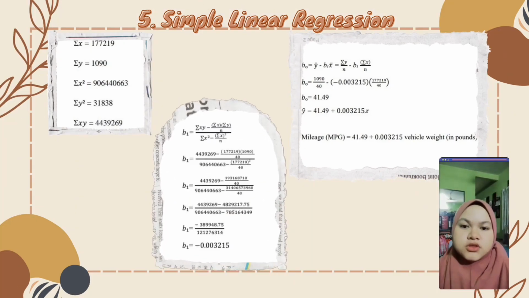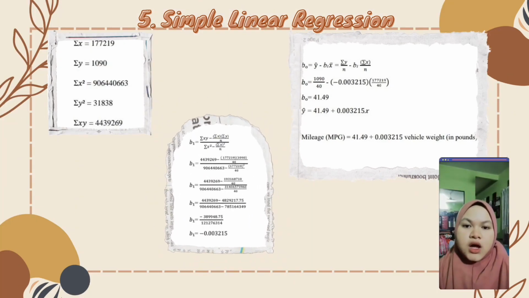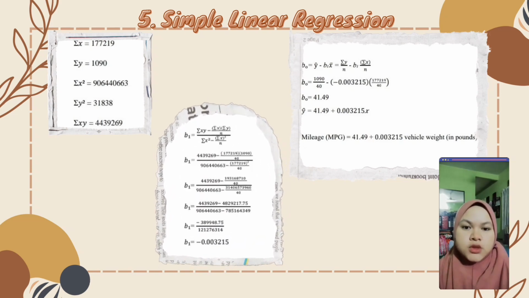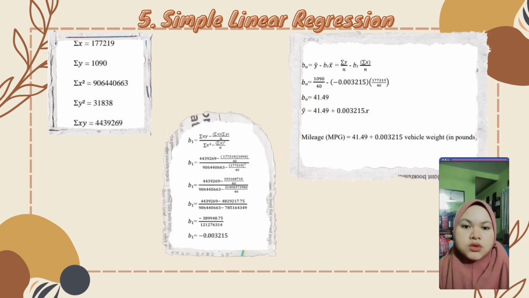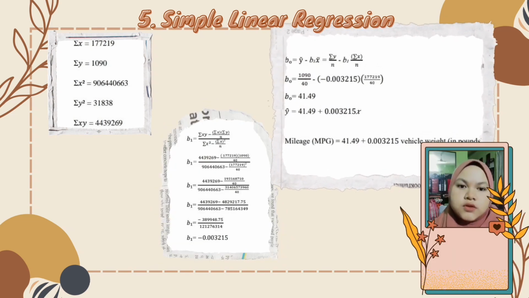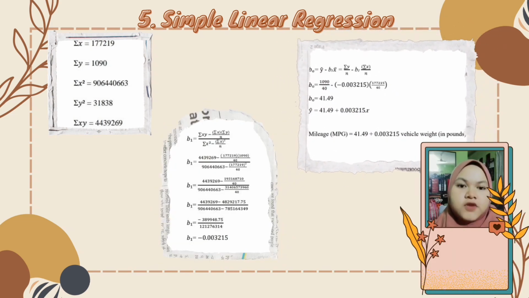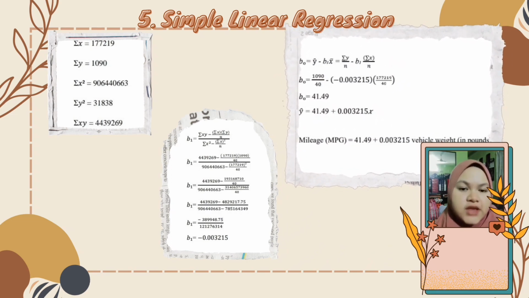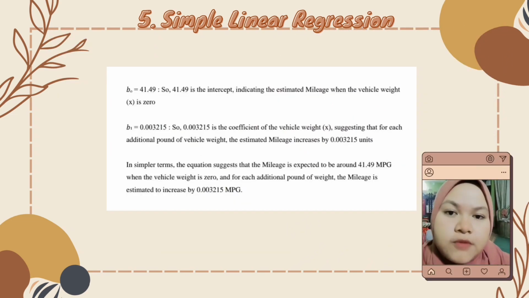4439269. So as you see above, what I got for slope B1 is negative 0.003215. So for the next step is to estimate B0, which is the intercept. I've got 41.49. So 41.49 is the intercept, indicating the estimated mileage when the vehicle weight, which is x, is 0.